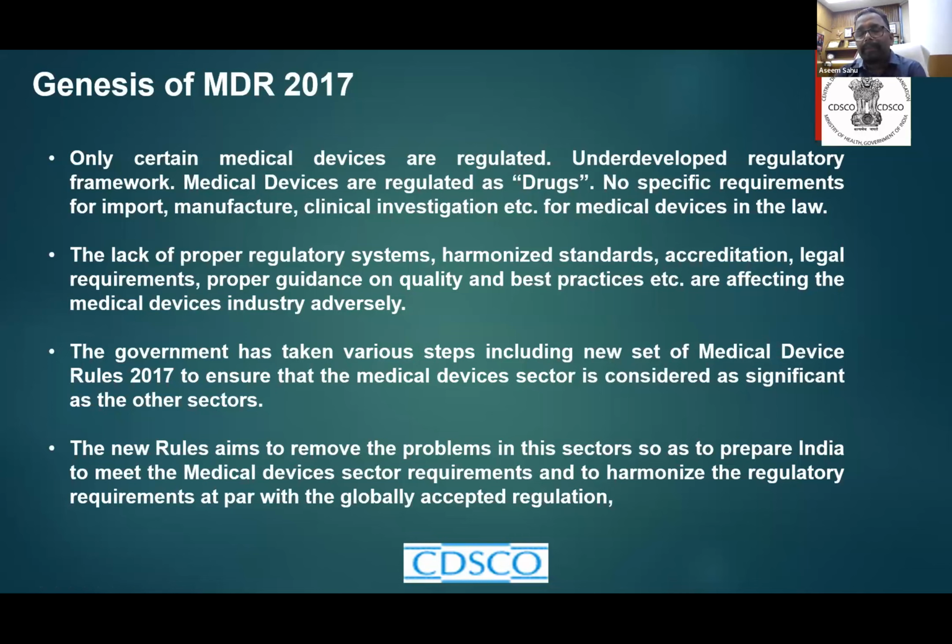And this Medical Device Rule, if you see, is at par with the globally accepted requirements. And we have made all the provisions in line with globally accepted best practices.